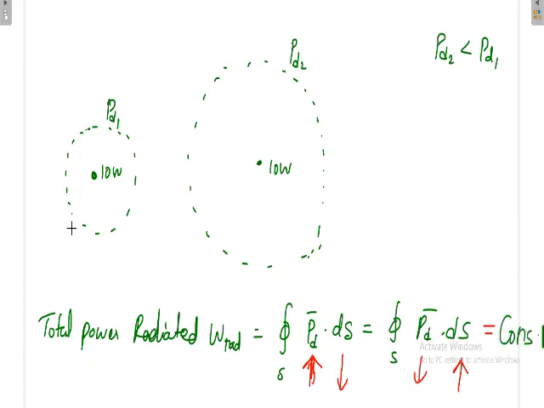You stand here, you collect your total power, that will be 10 watt. Or if you want, you stand here, then you collect your total power, that will be 10 watt only.